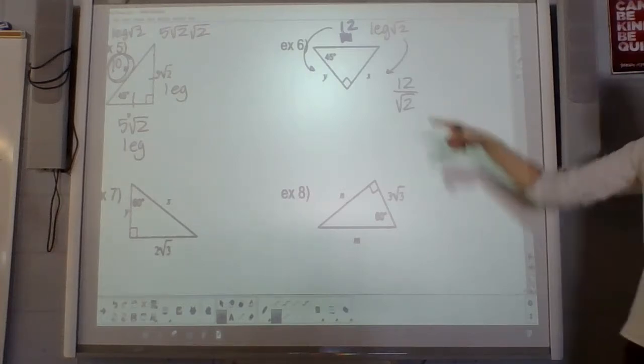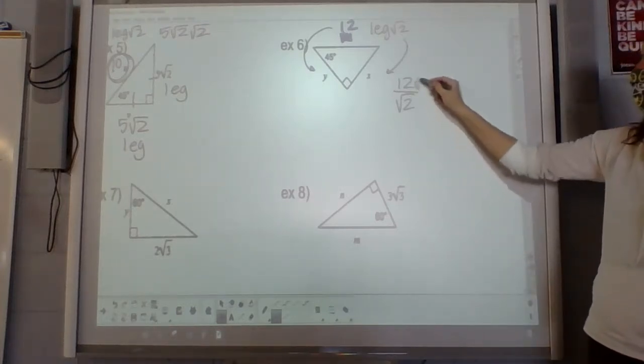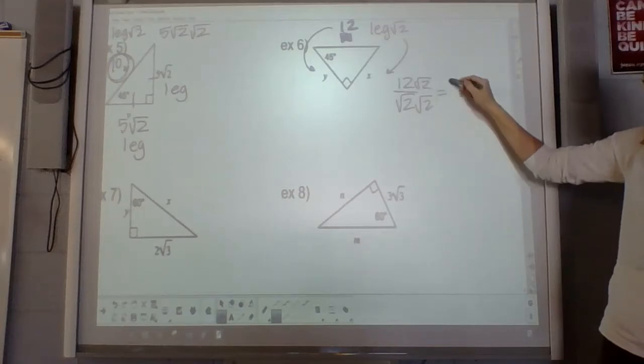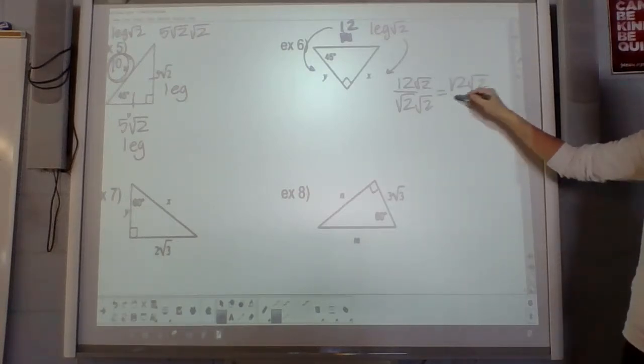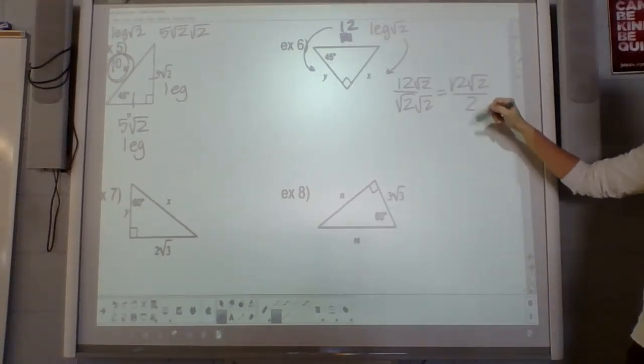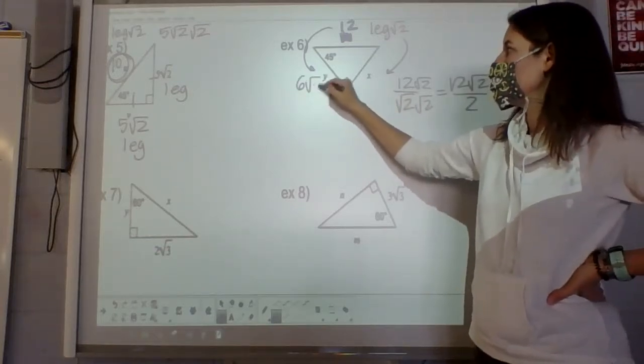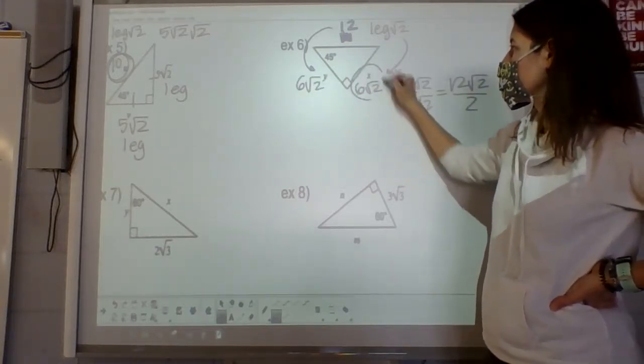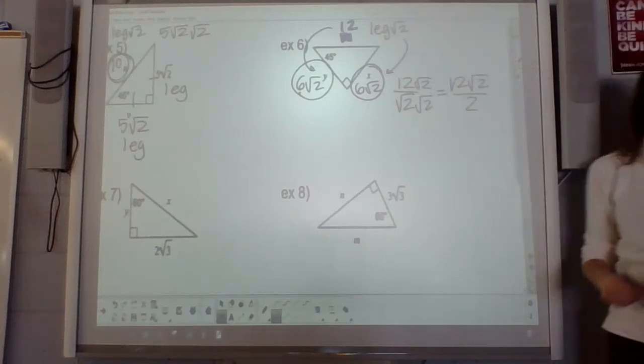So 12 divided by the square root of 2, if I want to do that by hand, I have to do this. Otherwise, your calculator just simplifies this for you. It ends up being 6 square roots of 2 for both of those, because those are the lengths.